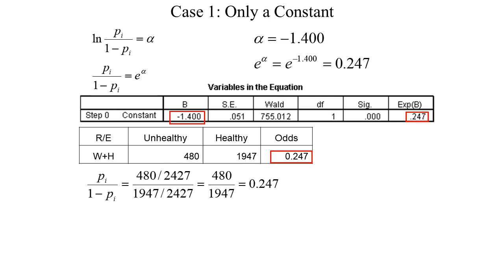Among the 2,427 persons, 480 of them said that their general health condition was poor or fair, and 1947 persons chose good, very good, or excellent. The odds of being unhealthy was 480 over 1947, which is 0.247, so that alpha in the logistic regression model becomes log of 0.247, which is -1.4.